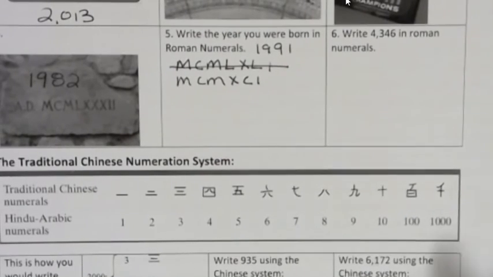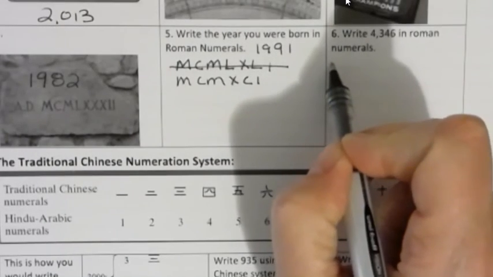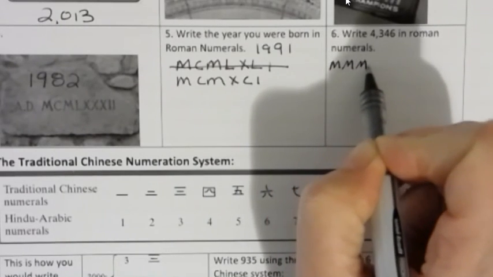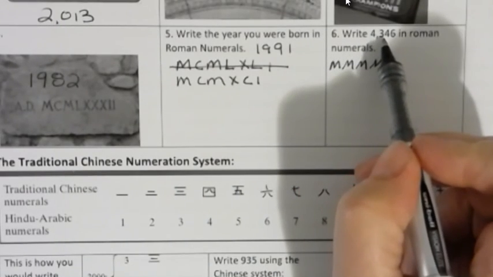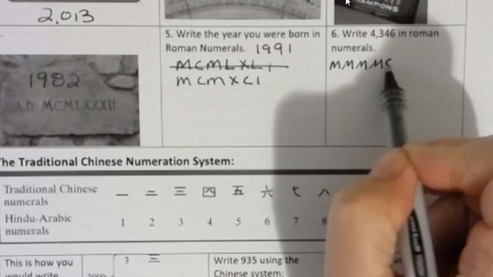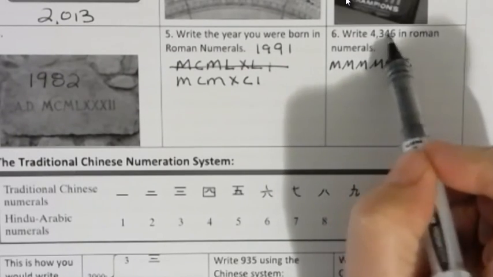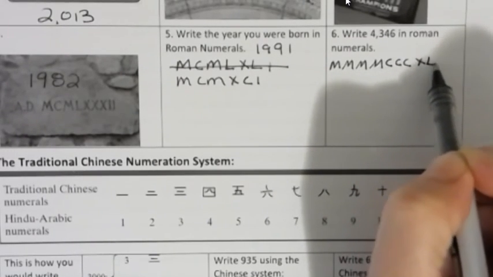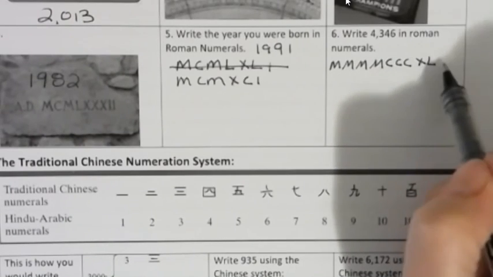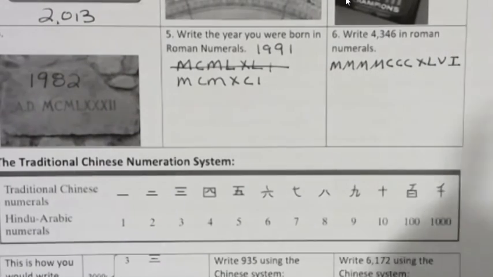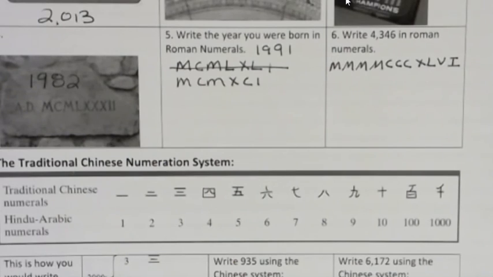And then write 4,346 in Roman numerals. Well, 4,000 is going to be 4 M's, and then 300, 40, 10 off of 50, and then 6. Yeah. So you can see that it gets pretty complicated, right? And so people left that system because there was an easier and better way proposed in the Hindu-Arabic system.